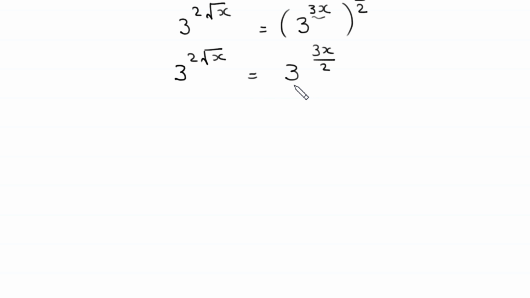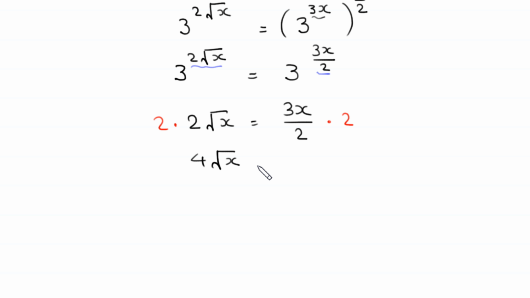Now we have the same base at both sides, so we can write this exponent 2 times root x equal to this exponent 3x over 2. So 2 times root x is equal to 3x over 2, and from here we multiply both sides by 2. So this 2 times 2 root x will become 4 root x is equal to, this 2 will be cancelled out with this 2, and at the right hand side we are left with 3 times x.